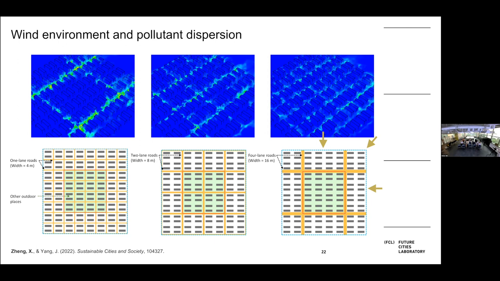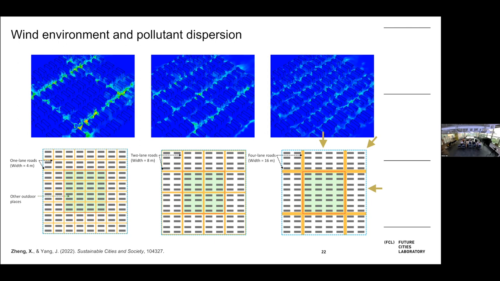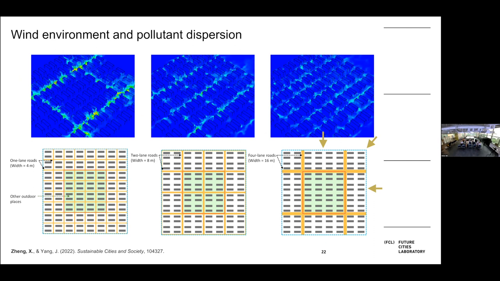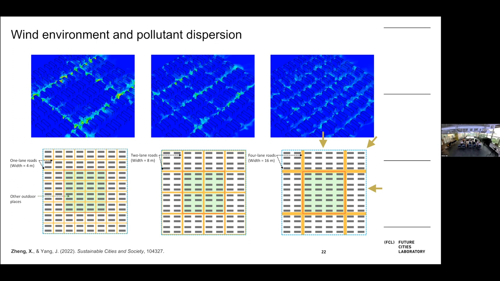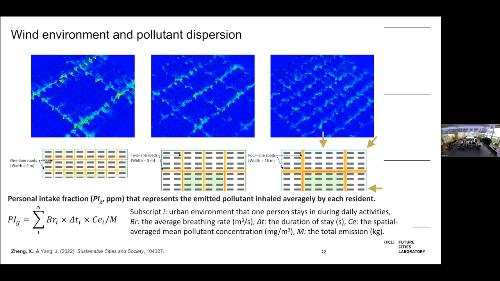And then we can have the pollutant concentration data in the entire domain. And the release ratio of the pollutant is based on the literature, so we have references. And then, based on the results, we can calculate the personal intake fraction. Okay, the personal intake fraction is the emitted pollutant inhaled on average by each resident.